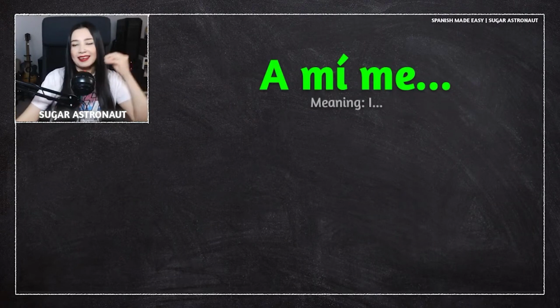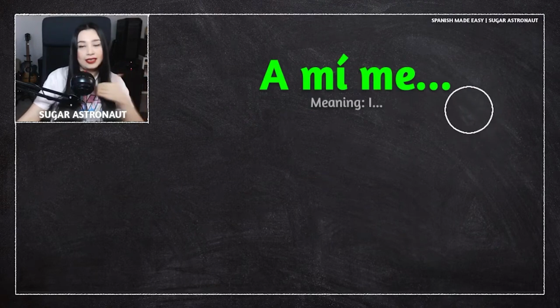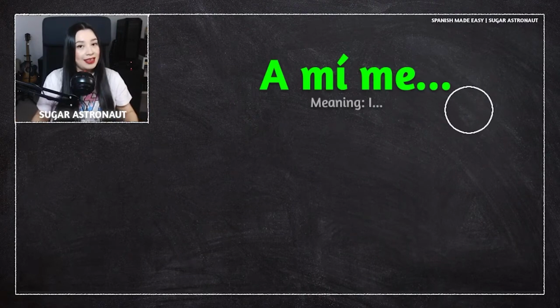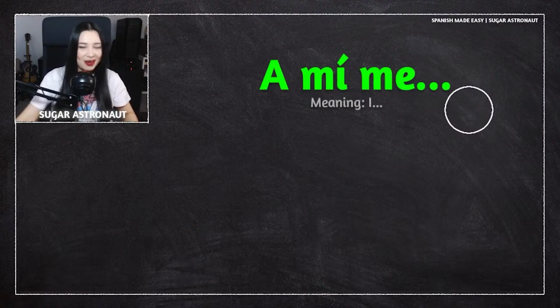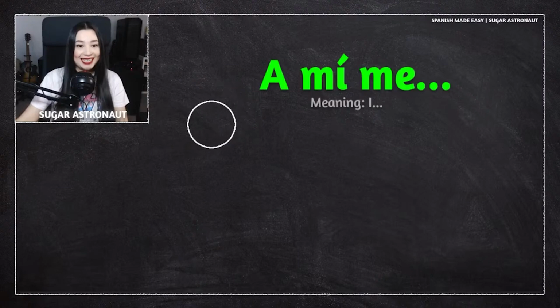A mí me means I, but it's an incomplete I. You need to add more to it. Yo could be used by itself, and also you can add more to yo. Yo como rápido. I eat fast. Okay? Whereas a mí me, if you don't say anything after it, it's like, a mí me what? Right? A mí me what? Okay. So now that we know the meaning, let's see some examples.